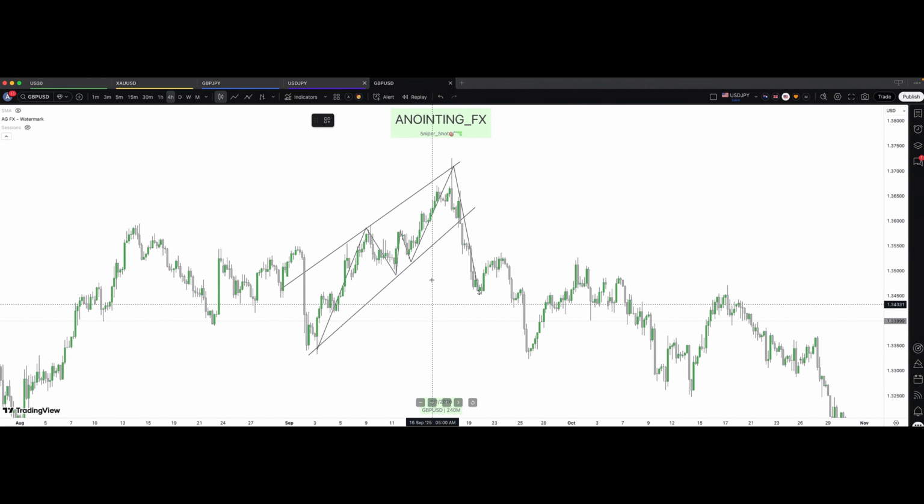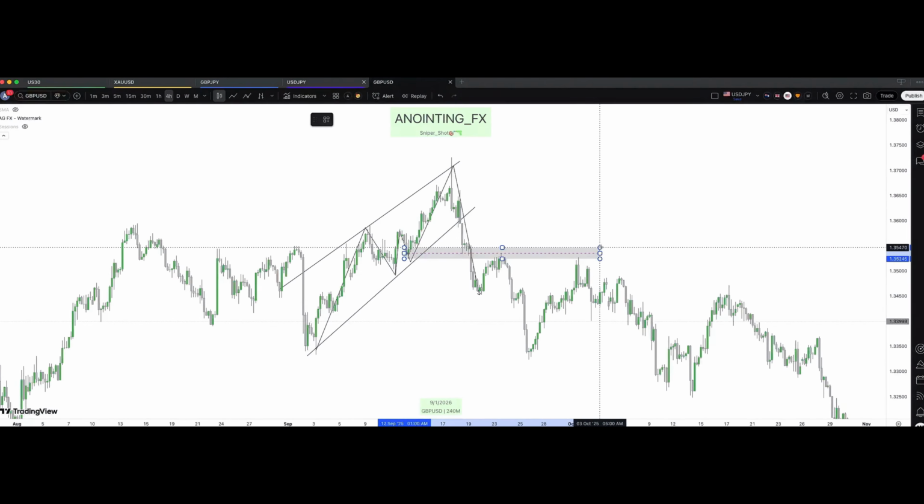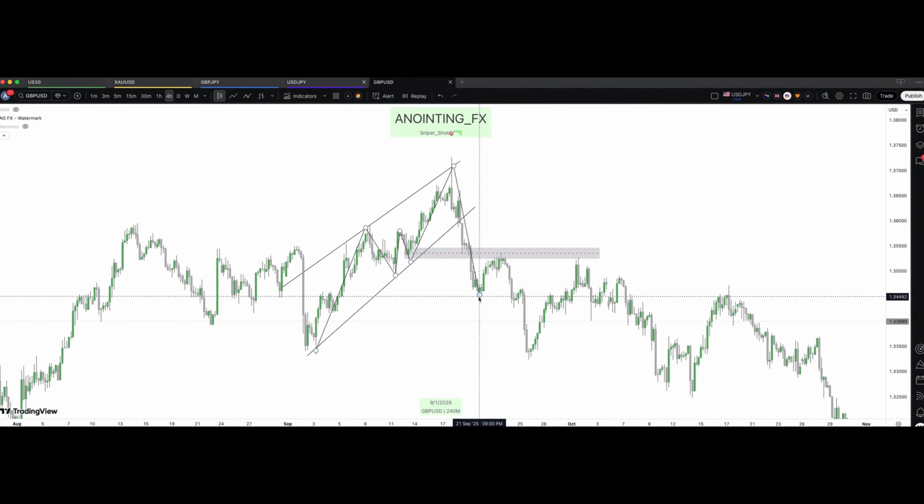So you mark this low. And you can see after breaking down, price went to retest it and then it sold. So you could have made some money out of this move.